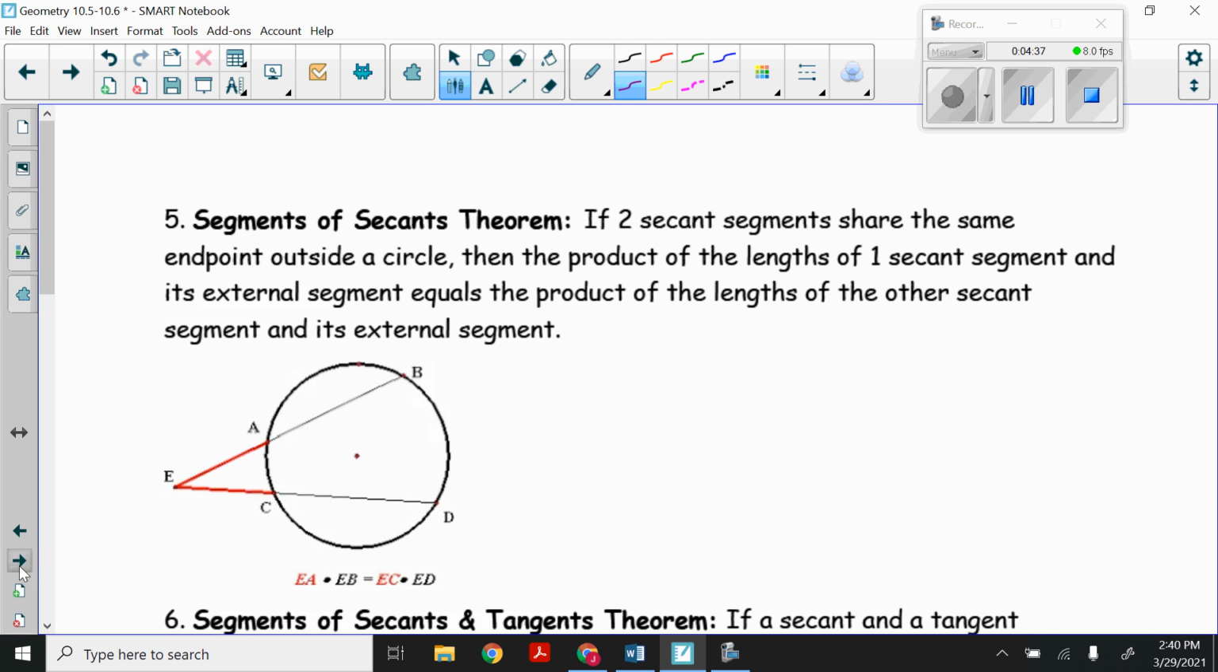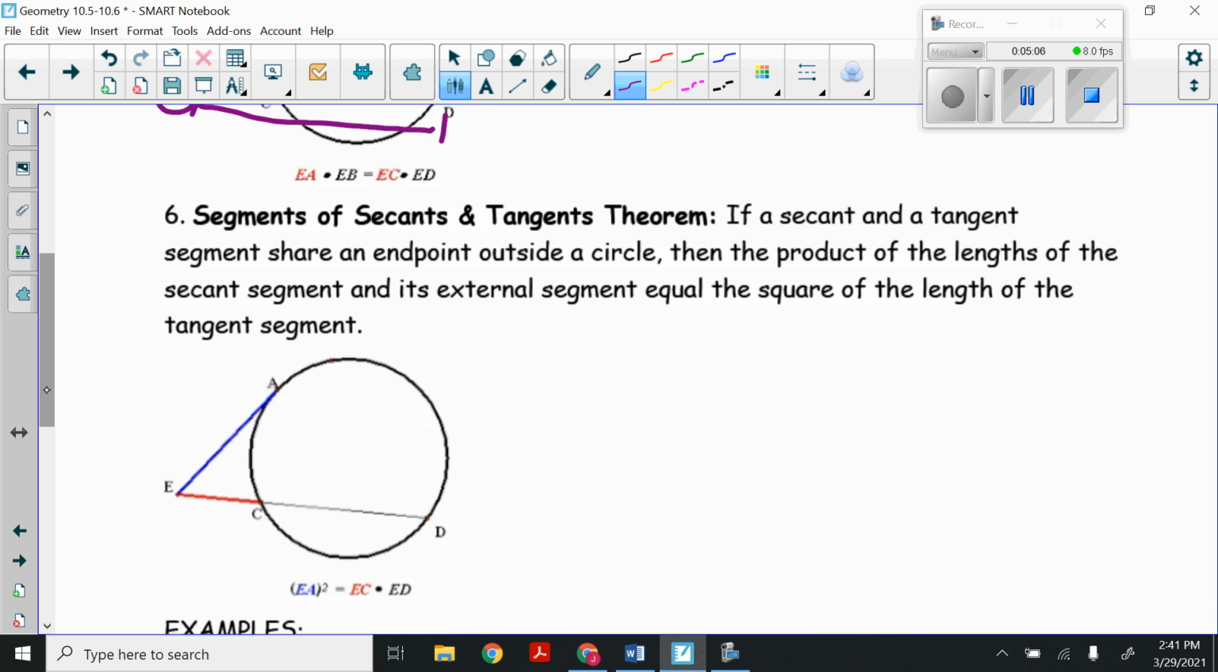Segments of the secants theorem. If two secant segments share the same endpoint outside a circle, so right here, point E, the product of the lengths of one secant segment and its external segment equals the product of the lengths of the other secant segment and its external segment. So again, EA times EB, the whole thing, is equal to EC times ED.